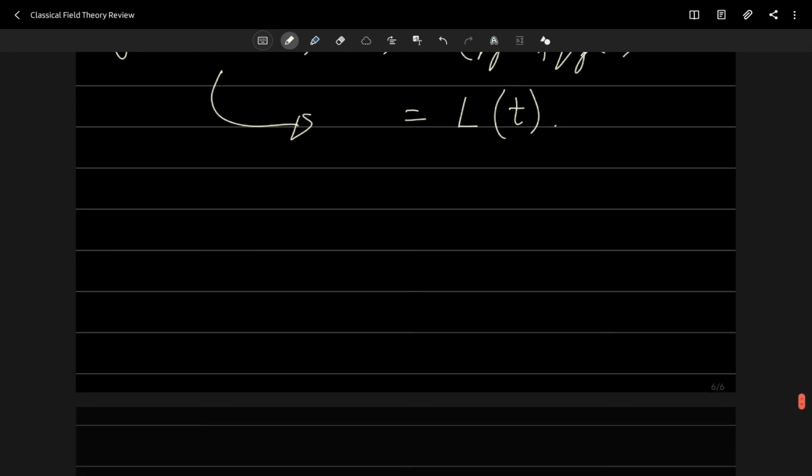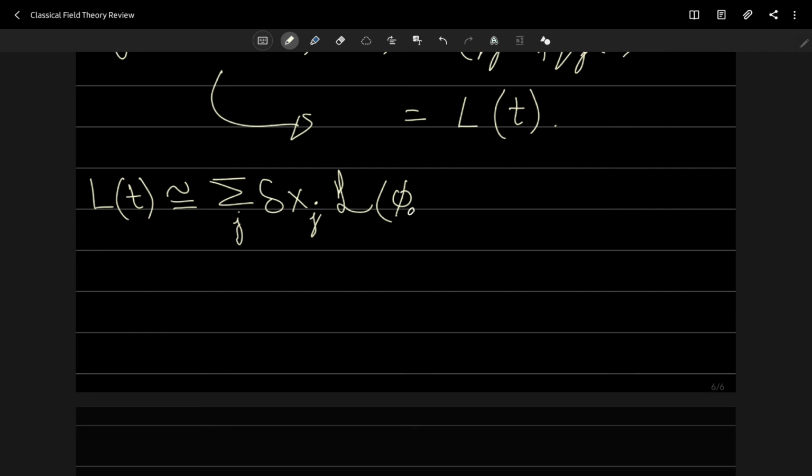Now the discrete approximation of the Lagrangian is then written as L of t is approximately equal to the summation over j of delta x times the Lagrangian density of phi a of t, x_j, and over here we have the derivative part, so that's partial mu phi a of t and x_j.